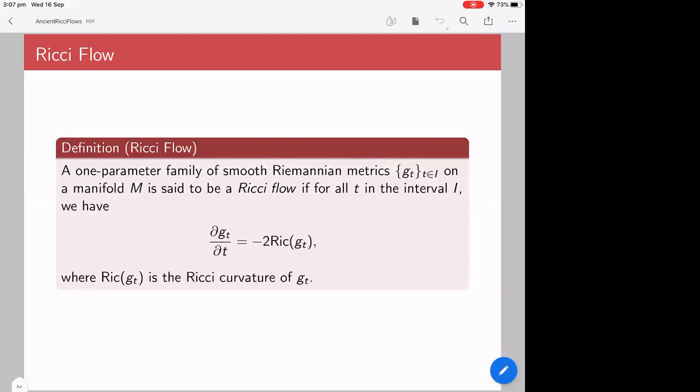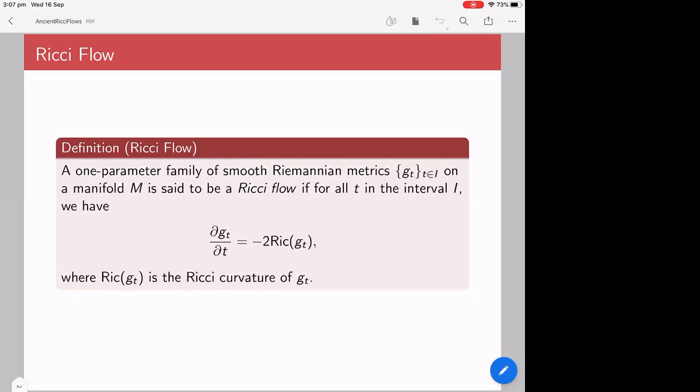Now, the minus sign is quite important, because it means that this behaves like the heat equation instead of the backwards heat equation. So at the very least, studying ancient Ricci flows is akin to studying ancient solutions to the heat equation. The -2 there is a slight technicality. It doesn't really matter if there's a 2 there or not. It makes some of the formulas a bit easier. All right, so this is what a Ricci flow is.